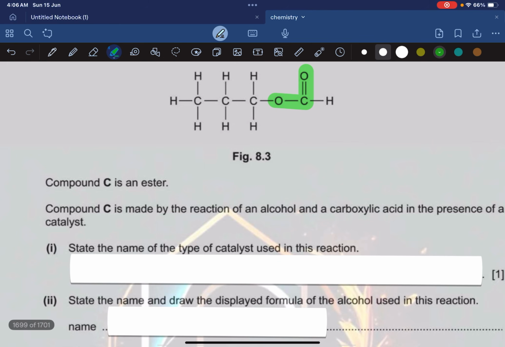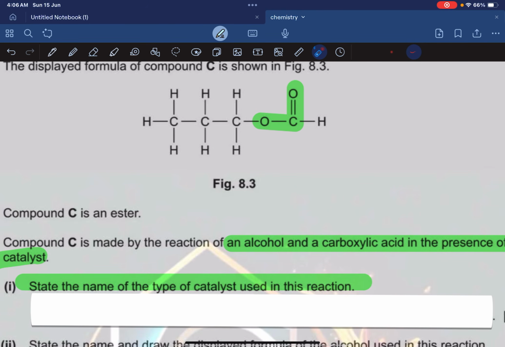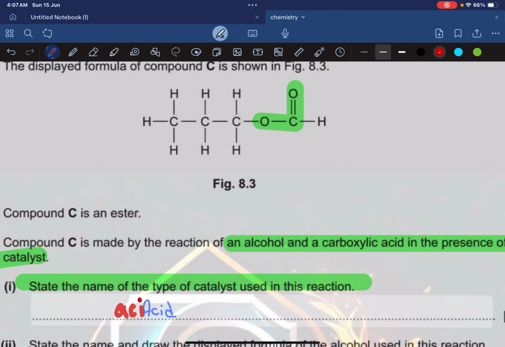Compound C is made by the reaction of an alcohol with a carboxylic acid in the presence of a catalyst. State the name of the type of the catalyst used in this reaction. Okay, this might confuse you guys, but it's clearly stated in the syllabus that for esterification you need an acid catalyst.